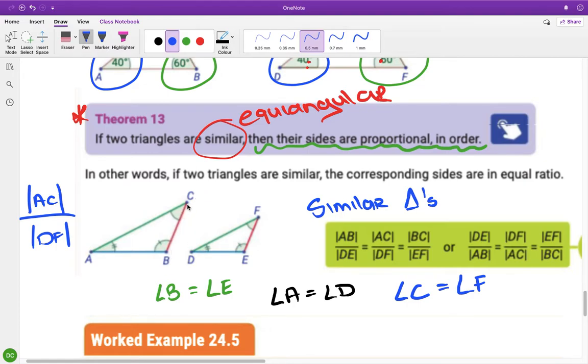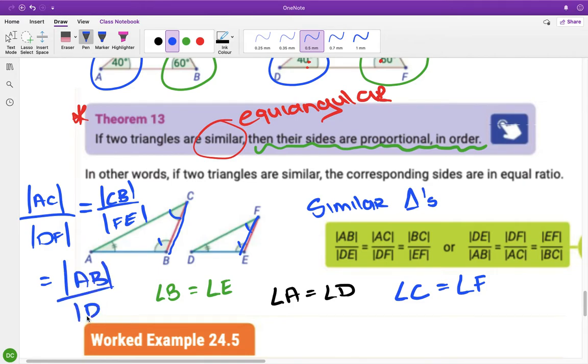So here, this line goes from the no line to the single, and the corresponding one here goes from no line to the single. So they're corresponding. If I put CB over FE, I should get the same answer as if I put AC over DF. Or the last one, if I put AB over DE, that should also give me the same answer.